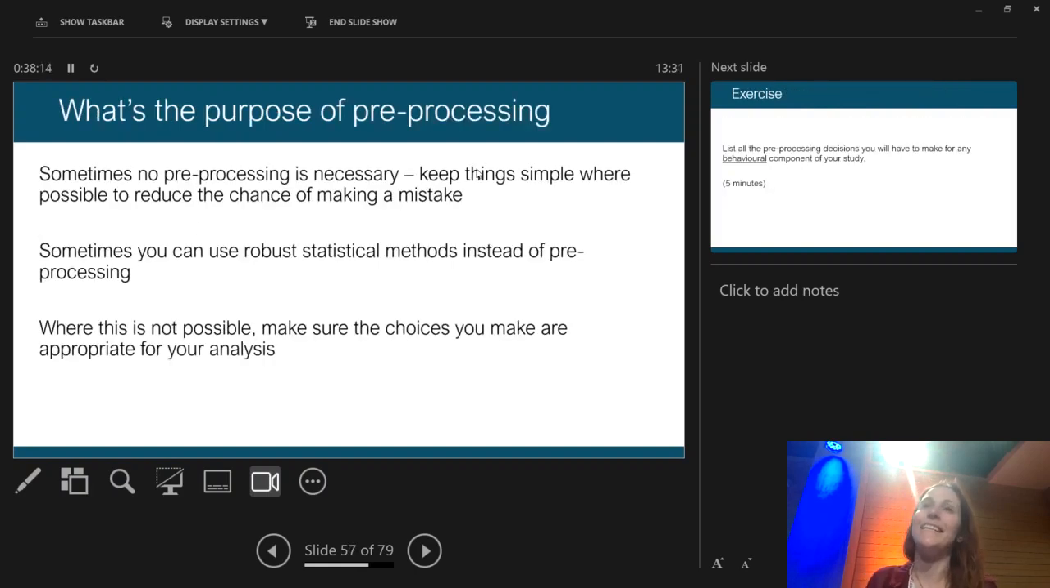Sometimes you don't actually need to do a pre-processing step. For example, if you're doing fMRI and you don't need to do slice time correction, just don't do it, because the less you do to your data, the better in many cases. And you just reduce the number of ways in which you can make a mistake. But otherwise, again, if you can use some robust method, that's going to make your life easier later, because there's less to think about when you're planning your analyses.